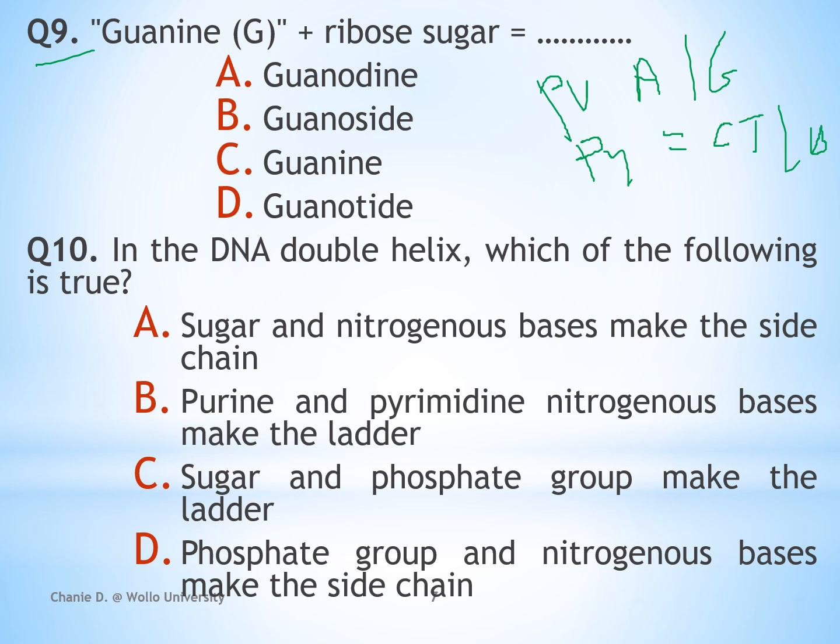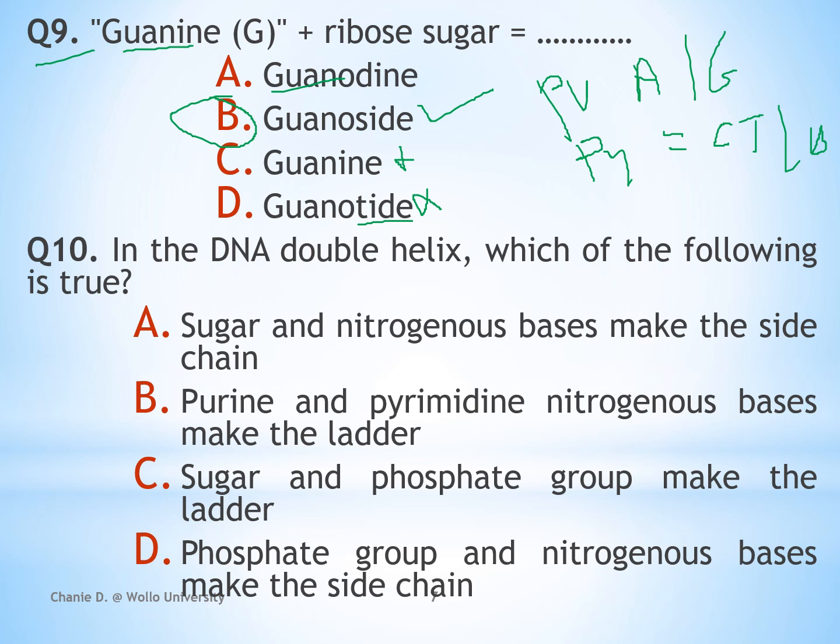A, guanidine. No, guanine is the purine nitrogenous base, so we're going to add the suffix -oside. Guanosine, that may be correct. Guanine is simply a nitrogenous base, rather than the nucleoside. Guanotide, no, there is no such expression for guanine. So B is the correct naming for guanosine. This is the nucleoside naming system.